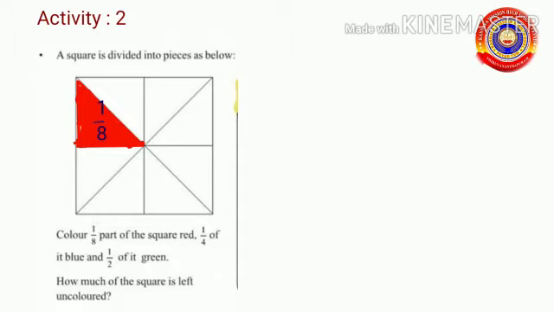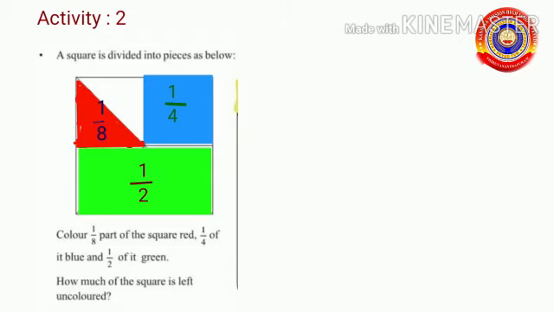Now look here. If this square is divided into 4 equal parts, then how much will be 1 by 4 part? Yes, this portion is 1 by 4 part. Then color it blue. If this square is divided into 2 equal parts, then this portion will be 1 by 2. Then color it green. Now, how much of the square is left uncolored? Yes, this portion. It is 1 by 8.